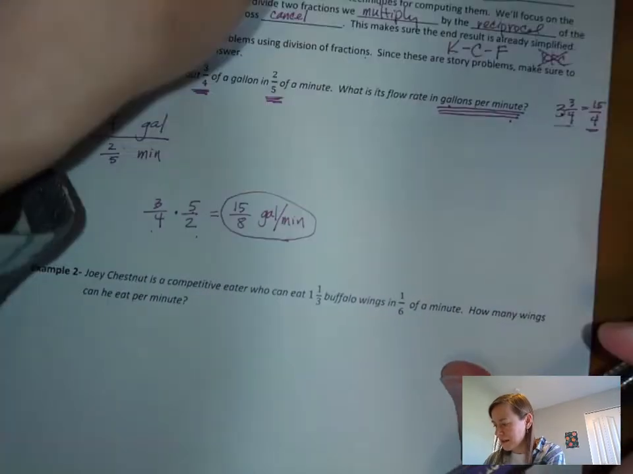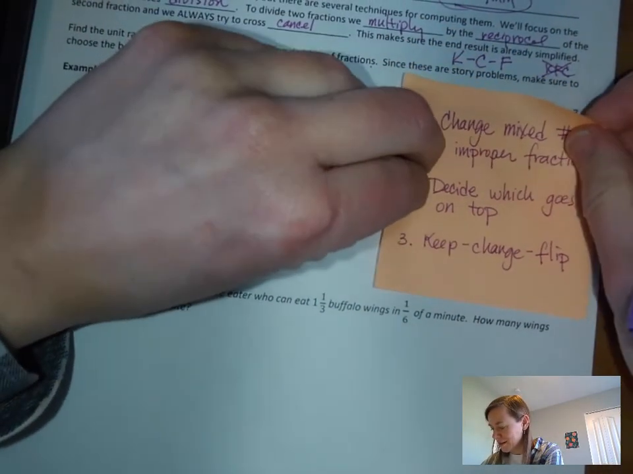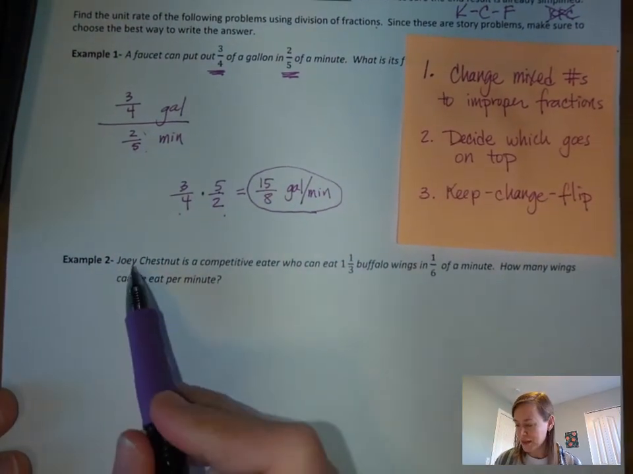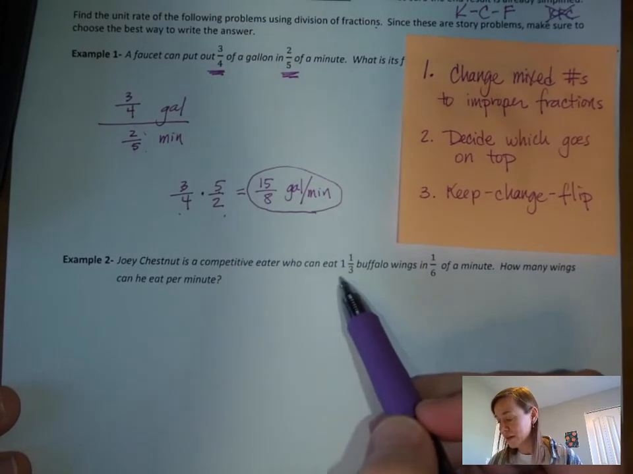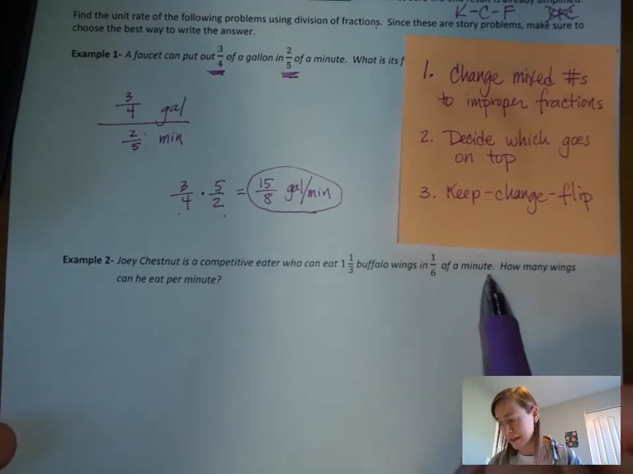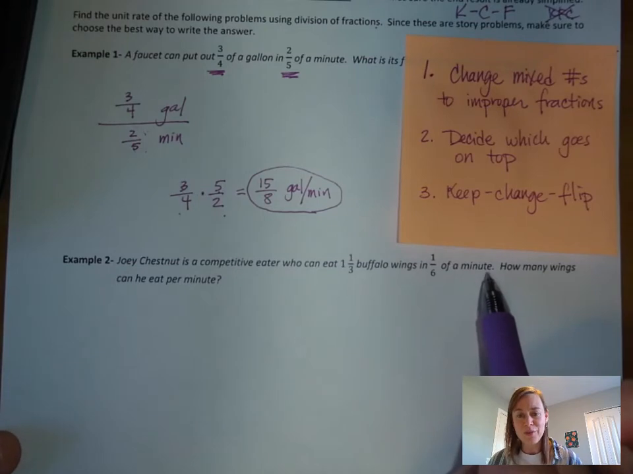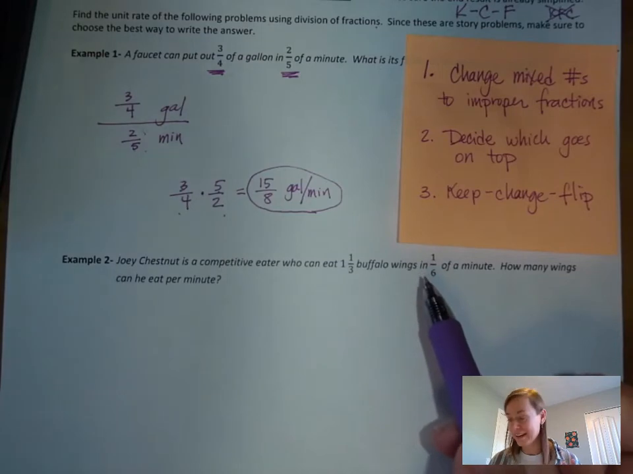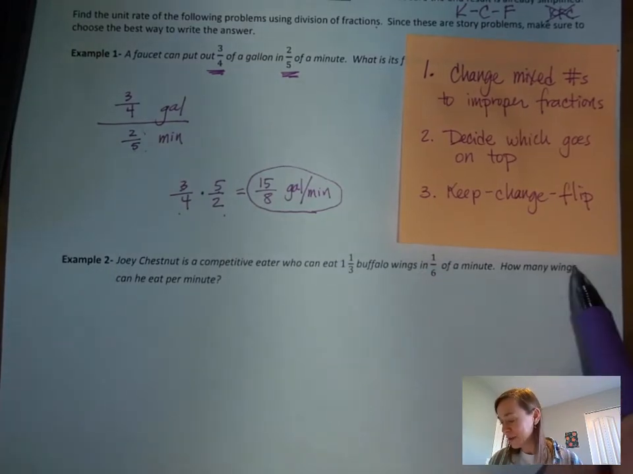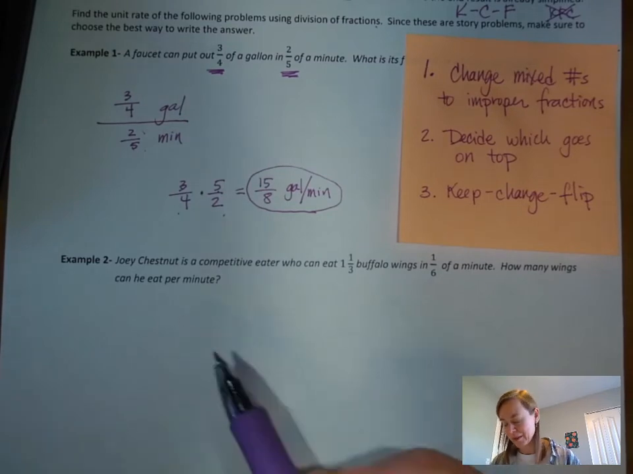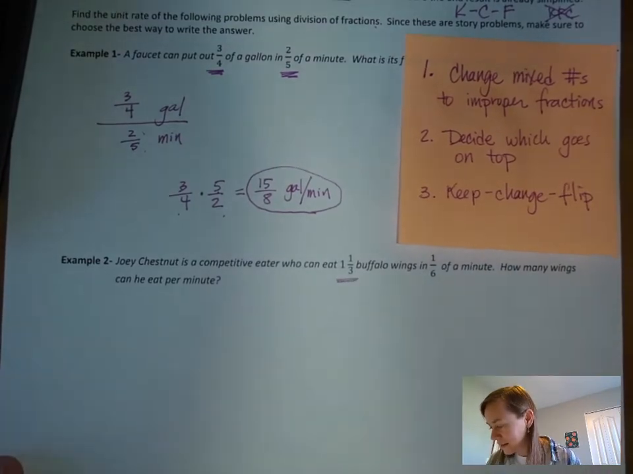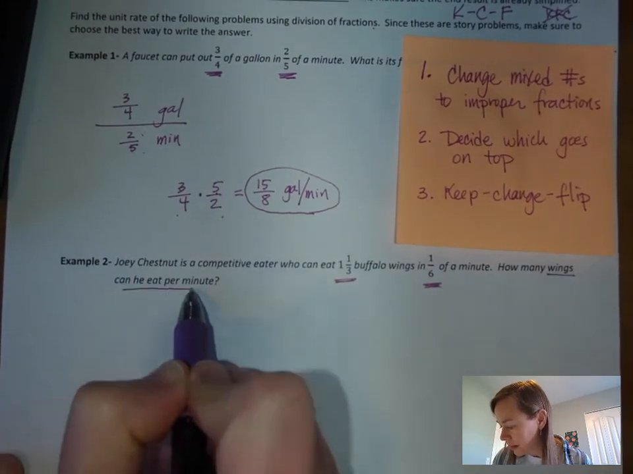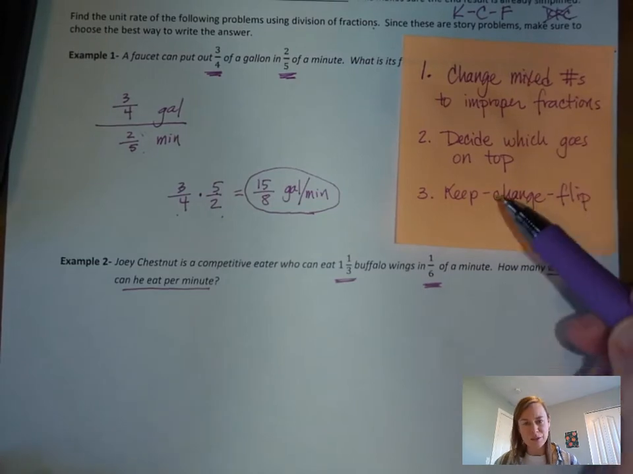I'm going to move this just a little bit so that we can actually see our words here, because that's kind of important. It says Joey Chestnut is a competitive eater who can eat 1 1/3 buffalo wings in 1/6 of a minute. Here we go on with food again. We were just talking about KFC, now we're talking about buffalo wings, and I don't know about you, but I am definitely getting hungry. It says, how many wings can he eat per minute? Okay, cool. So we've got 1 1/3 buffalo wings, 1/6 of a minute, and how many wings per minute can he eat?